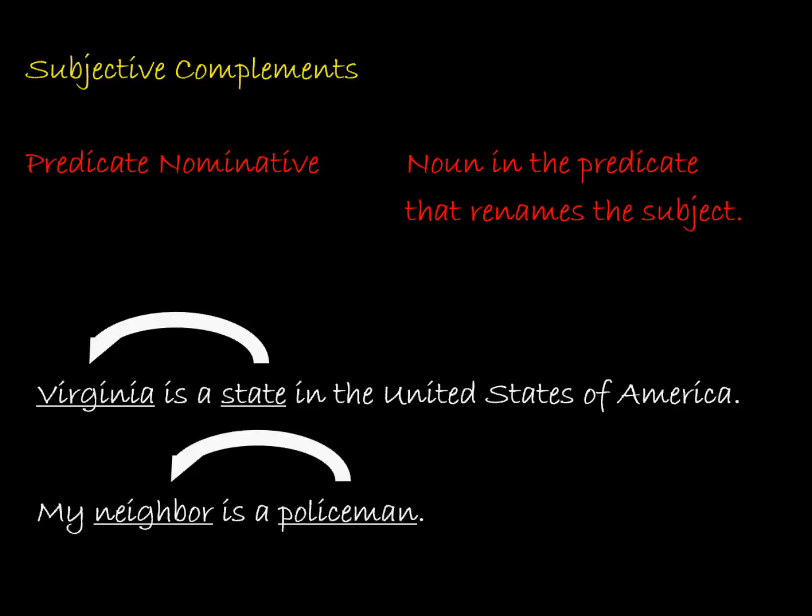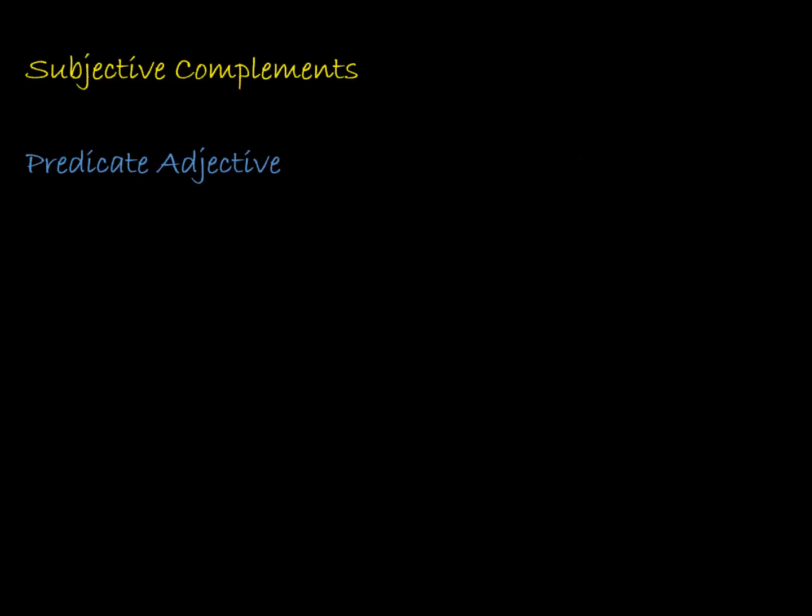In the second sentence, my neighbor is a policeman. Well, if I flipped that around a little bit and I said a policeman is my neighbor, it means the same thing. It sounds a little bit awkward. We wouldn't normally say it like that, but it means the same thing. So these are predicate nominatives, a noun or a pronoun that follows a linking verb and it renames the subject.